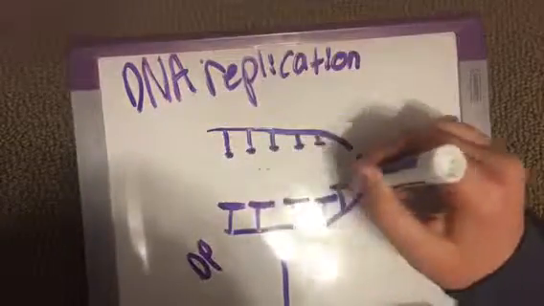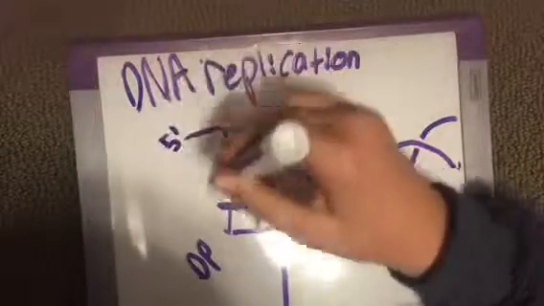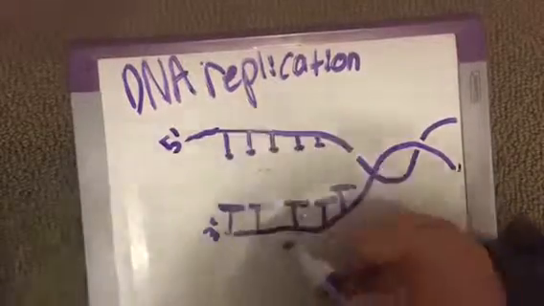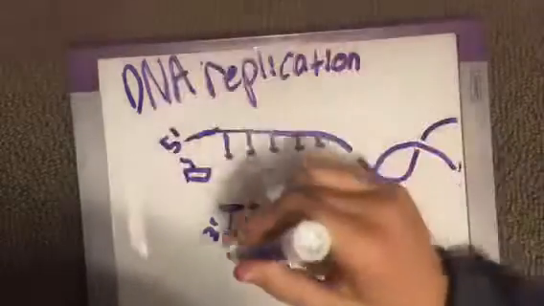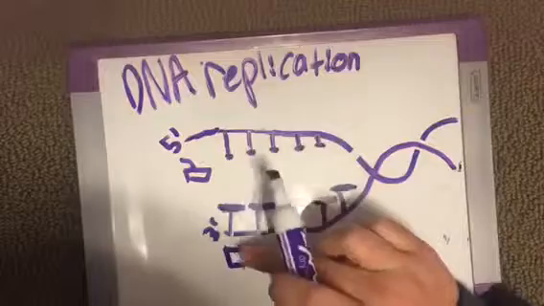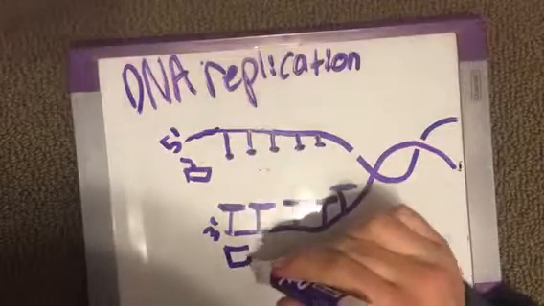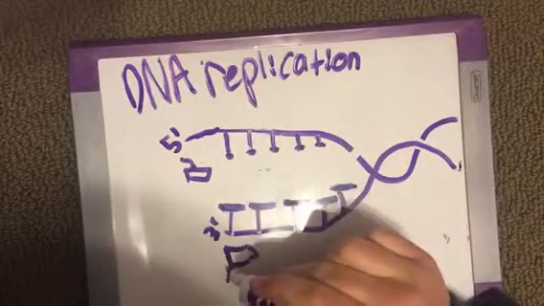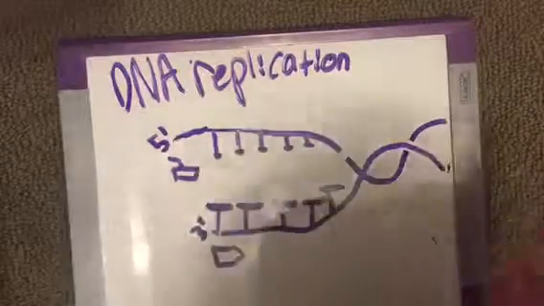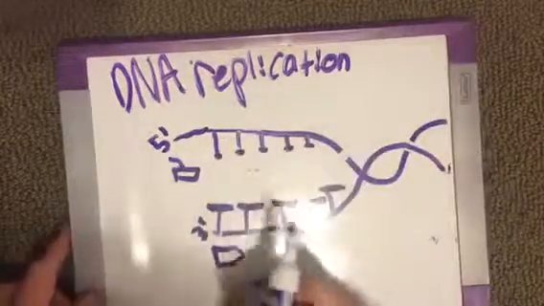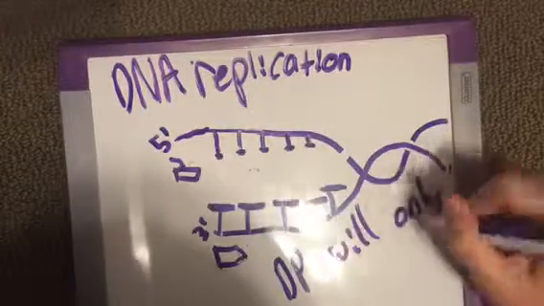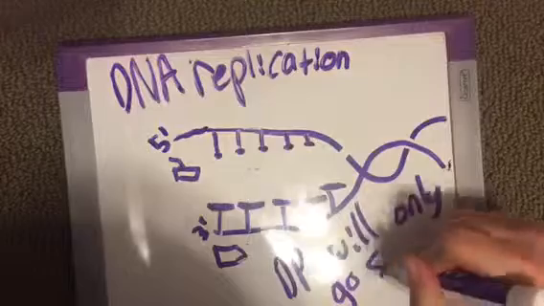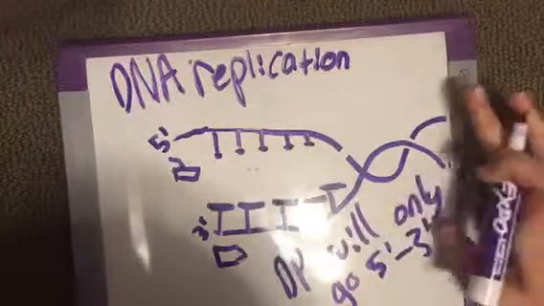So here's the new string that's going with the old one. And in this picture, the old one is the 5' and the new one is the 3'. And the DNA polymerase can only work 5' to 3', which means that the primase for the lagging string has to work extra hard. The 5' is always a leading string, the 3' is always a lagging string, because the lagging string takes longer and takes more primer.